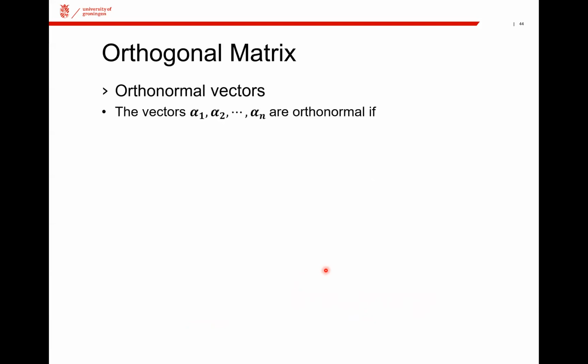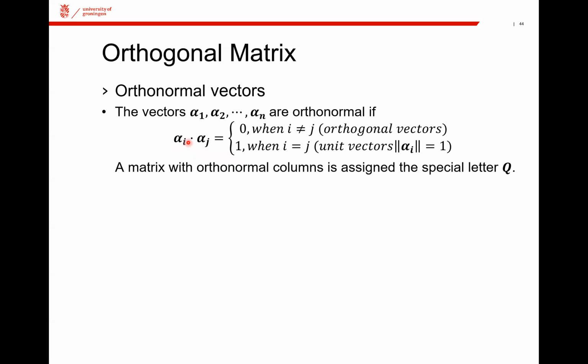Okay, then orthonormal vectors. The vectors alpha 1 to alpha n are orthonormal if alpha i times alpha j equals 0 when they are different vectors. So they are perpendicular to each other, and if i equals j, when every vector times the vector itself, it will become 1. So basically, every vector in this list is a unit vector. So the length is 1.